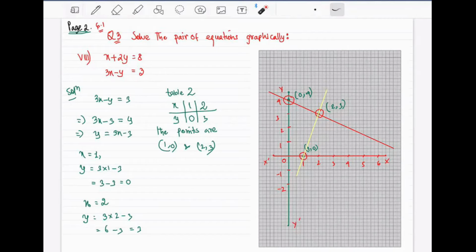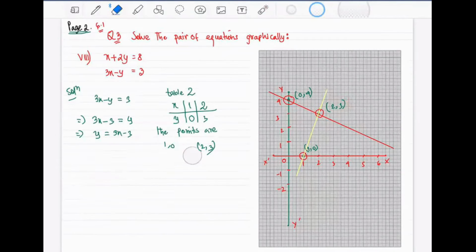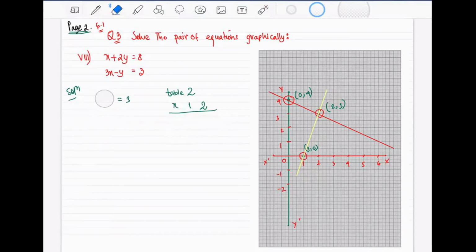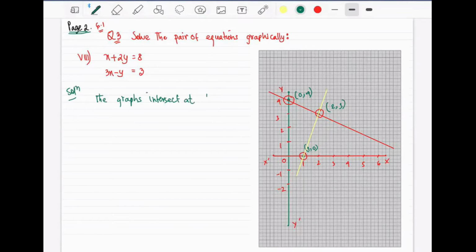All right. So once the points and the tables for a particular equation are done, let me rub this off. Coming to the solution, where do the graphs intersect? We have to say the graphs intersect at where? (2, 3). Therefore, what is the solution? The solution is (2, 3). What is the meaning of (2, 3)? The value of x is 2, y is 3. That is, x is equal to 2, y is equal to 3.